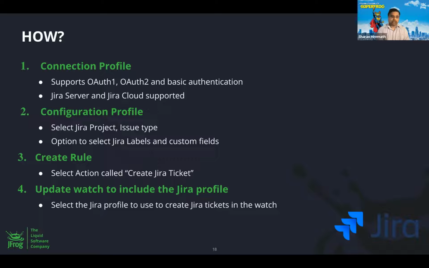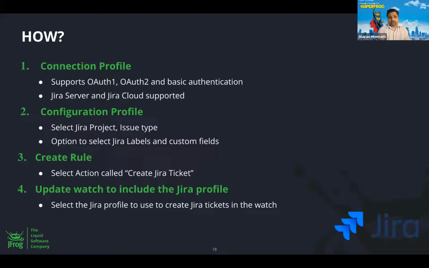For example, you want to create tickets in a certain Jira project. You want to create a certain issue type. For example, you might want to say this is a bug, or you can also say this is a security issue, and you can create a bug type of security, for example.